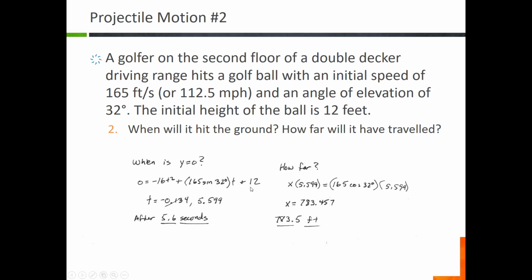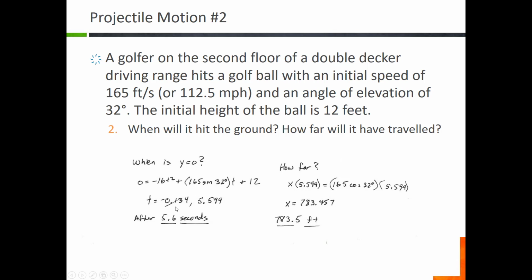So that means we're going to take the y equation and plug 0 in for y. Now, you might notice that this is a quadratic equation. So it's a t squared, a t, and then just a constant. So the a value is negative 16. The b value is the 165 sine of 32 degrees. And then the c value is 12. So to solve this equation, the 2 main ways you could try this is either doing the quadratic formula, so again, A, B, and C, or you could use the solver on your calculator, and that would be the easiest option.